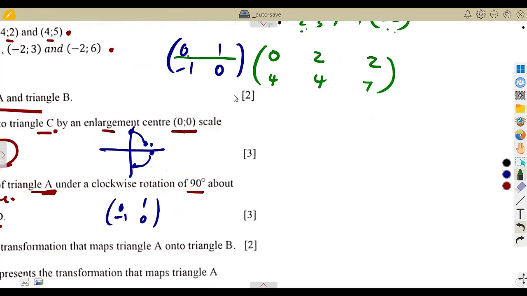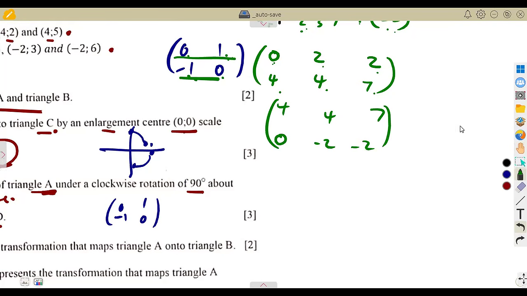Then multiplying row by column, along the row, column 0 times, as you can see, 0 is going to multiply everything on top. 1 will multiply these numbers. So that's 1 times 4, which is 4. 1 times 4, 1 times 7. All right. Row by column, minus 1 is multiplying the top, 0 is multiplying these numbers down. So that's minus 1 times 0, minus 1 times 2, minus 1 times 2.